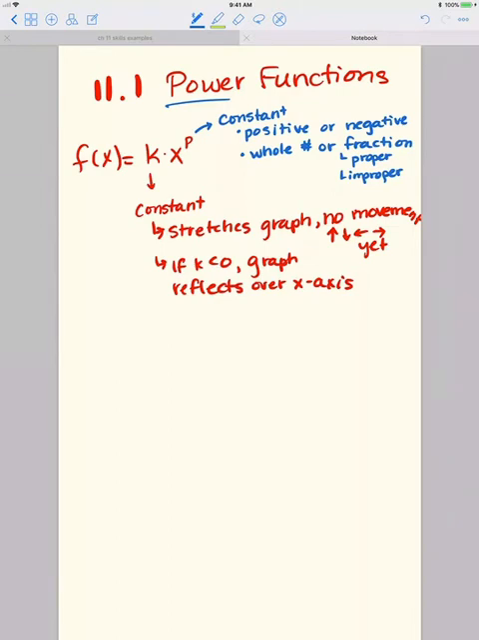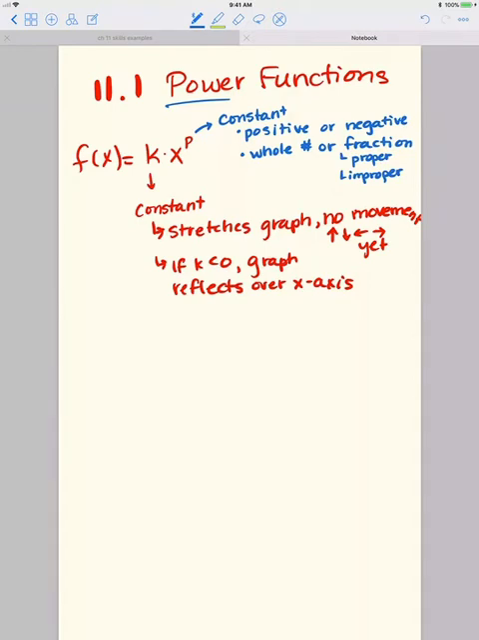And then the p, the power itself, is also a constant, and what that is will drive the shape of the function with respect to the graph. So that constant could be a negative exponent, a positive exponent, it could be a whole number, an integer, or it could be a fraction. And that fraction could be proper, where the numerator is smaller, like 1/2 or 1/5 or 2/3, or improper, where the numerator is larger than the denominator, like 5/2 or 3/2 or 8/7. So those are your possible constant power options for the power function in this section.